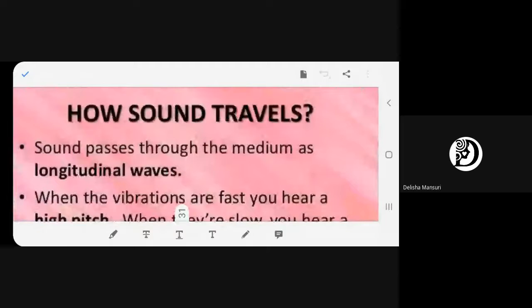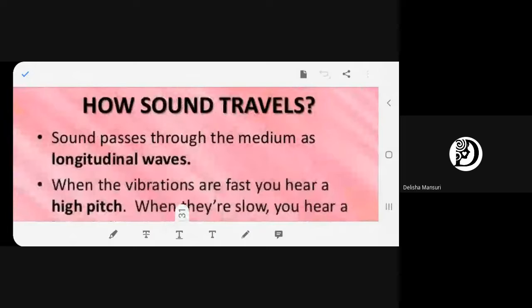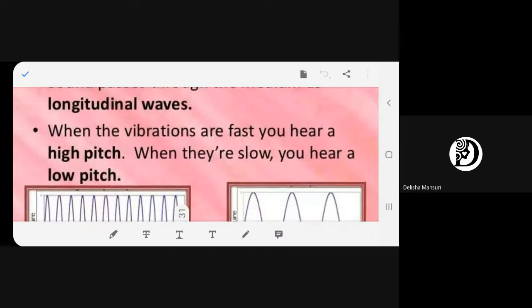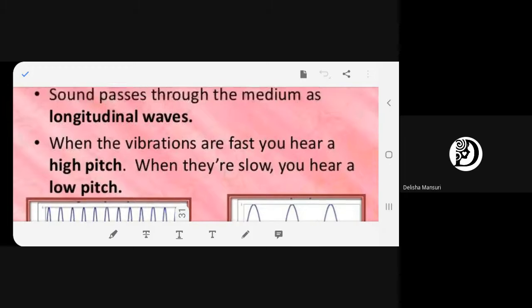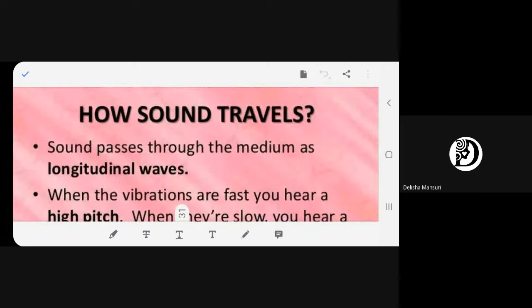How does sound travel? Sound passes through the medium as longitudinal waves. Say it again, longitudinal waves. Okay, good. When the vibrations are fast, you hear a high pitch. When they are slow, you hear a low pitch. So generally, sound passes through the medium.